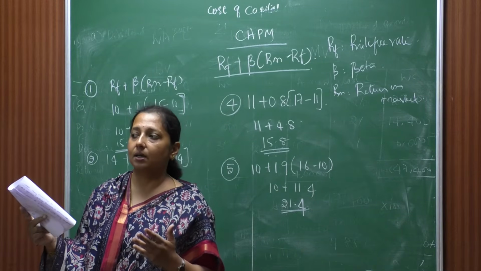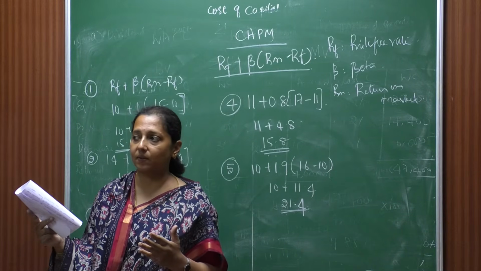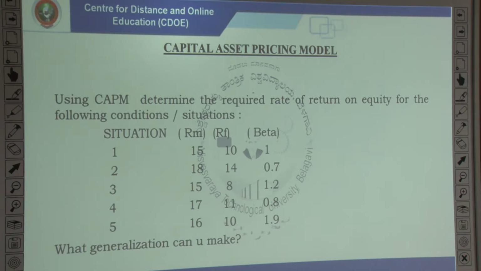Fourth situation, your return on market is 17, risk free rate is 11, beta is 0.8, which is less than 1. And fifth situation, return on market is 16, whereas risk free rate is 10 and the beta is almost 2, that is 1.9.